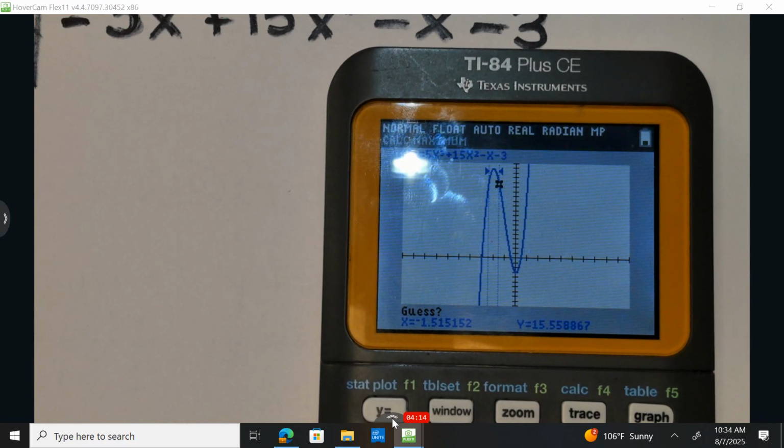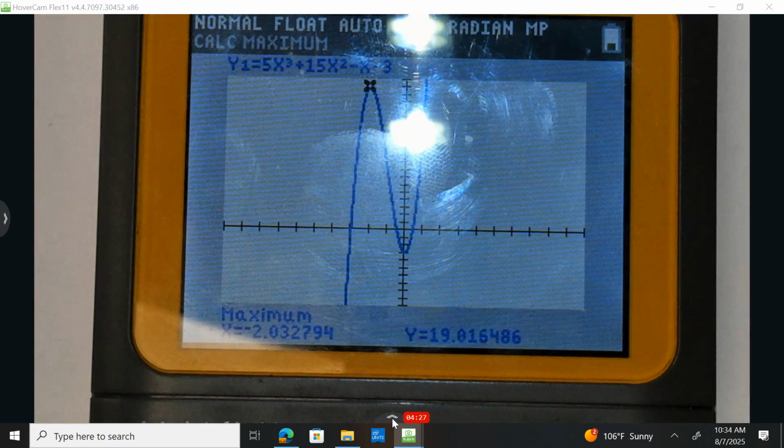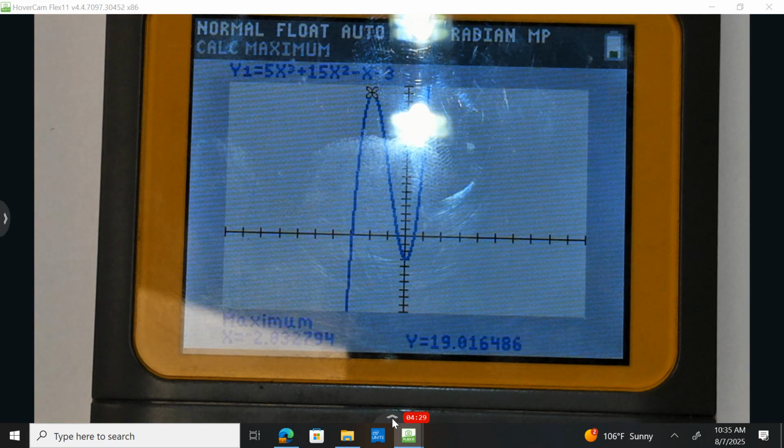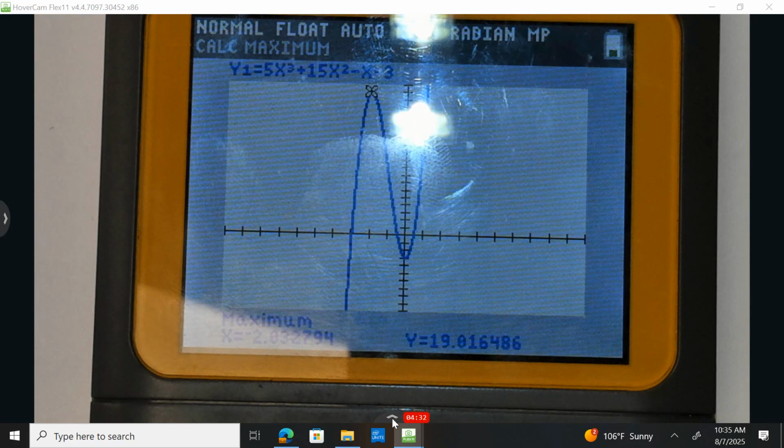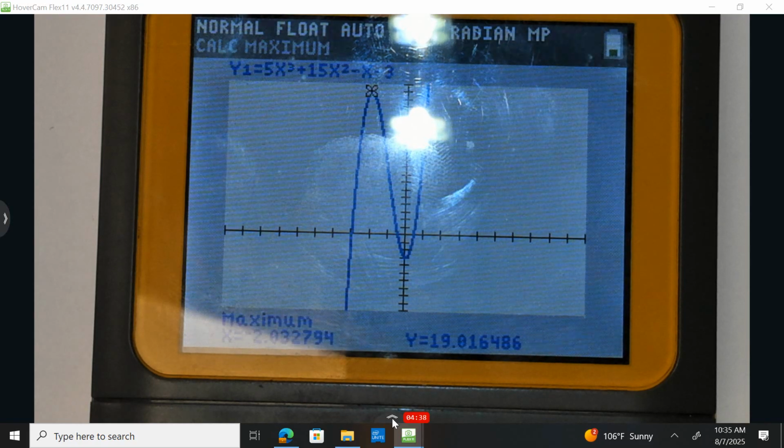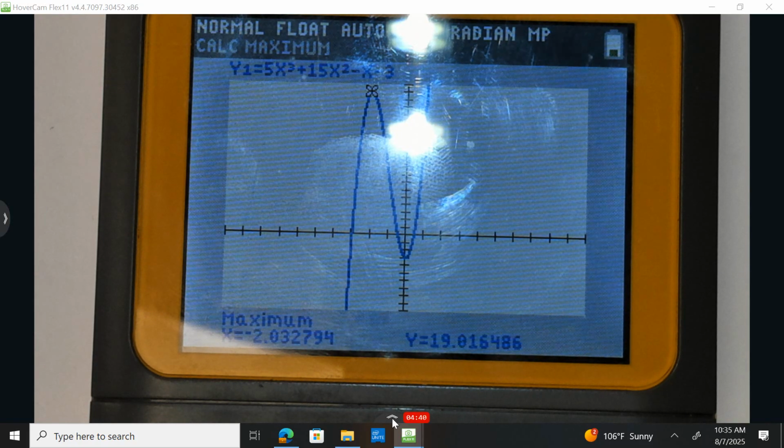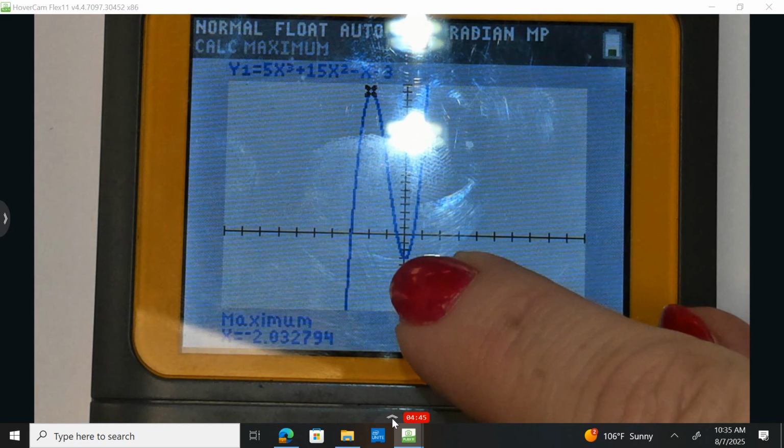Then you go to the very top and you're going to guess where you are at the very top. So I'm going to go as close as I can to the very top. I press enter and this is the answer. So if we were going to round this to the nearest thousandths, we would say the relative or local maximum occurs at negative 2.033, comma 19.016. Can I have a thumbs up or down if you were able to get the exact same point? Okay, now we're going to move on to our last thing for this problem.